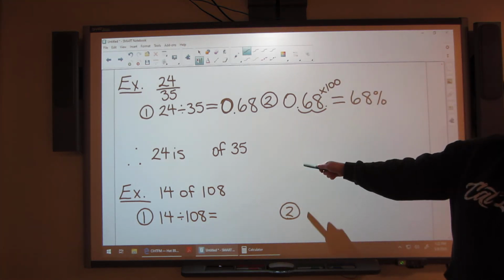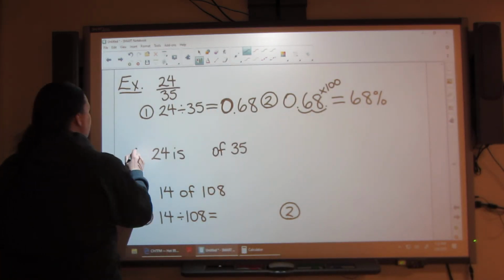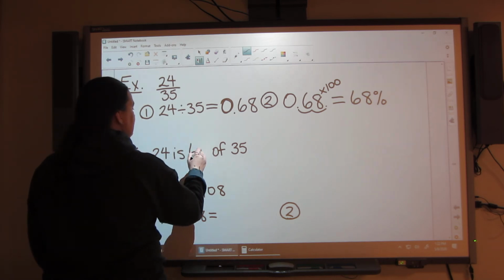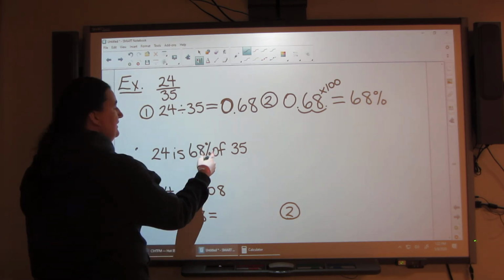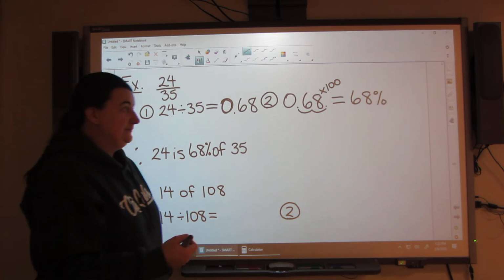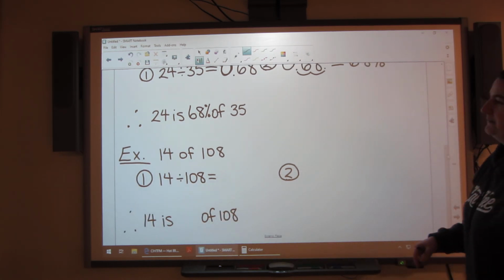And then of course, don't forget your answer sentence. Therefore, 24 is 68% of 35. So we're going to do another example. So take a look down here for example number 2.